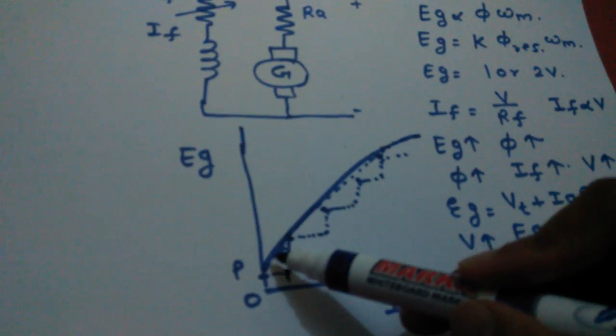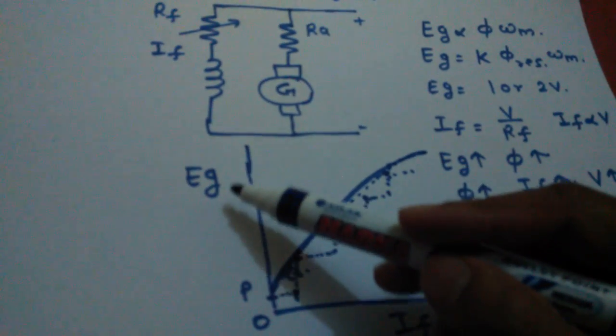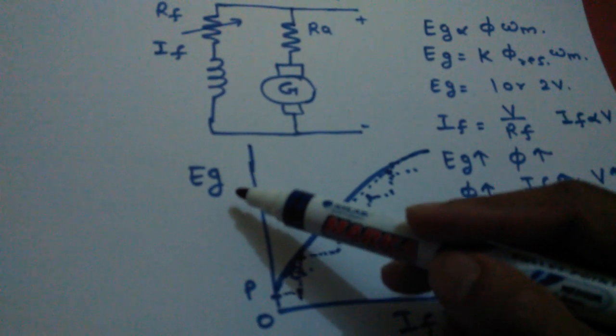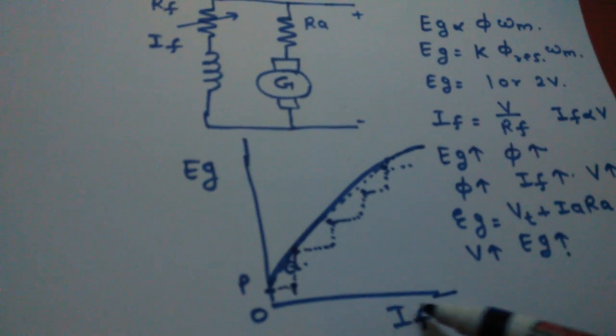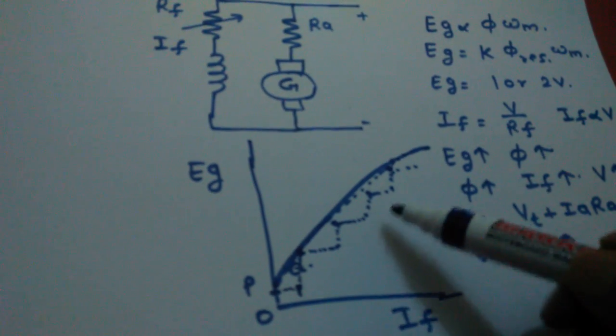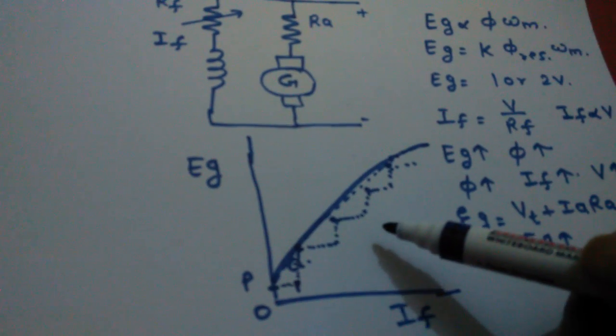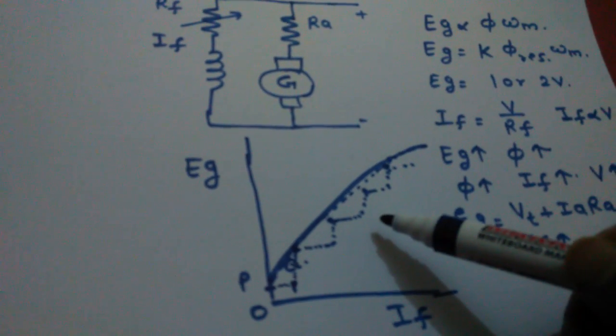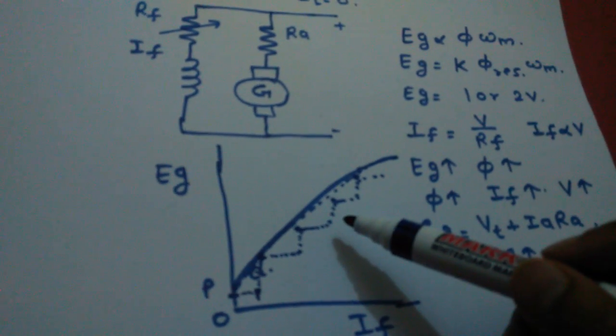This way the voltage is increased in the DC shunt generator as the field current is increased, and that is a cumulative process. So this is all about the voltage buildup phenomena in a self-excited DC generator.